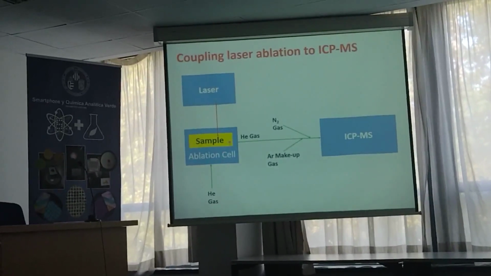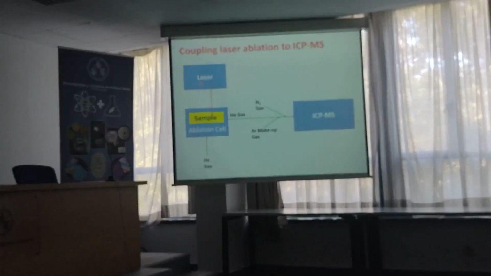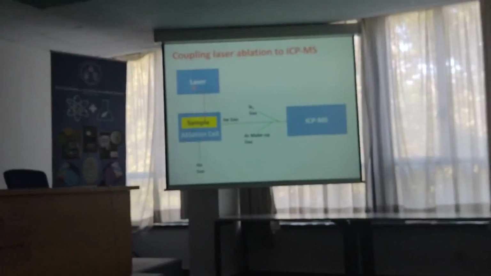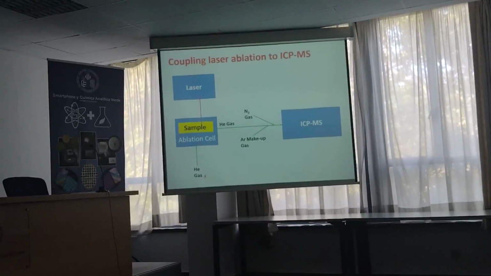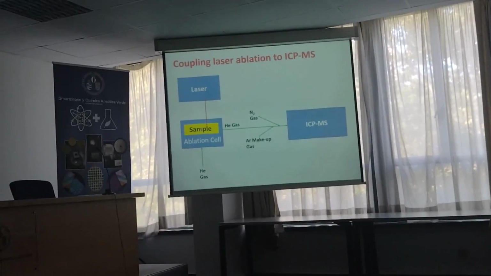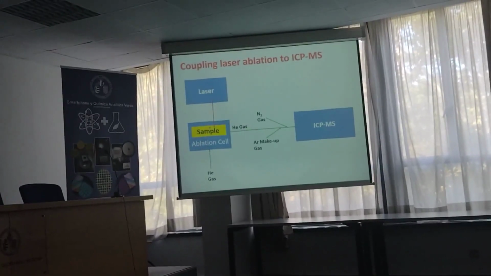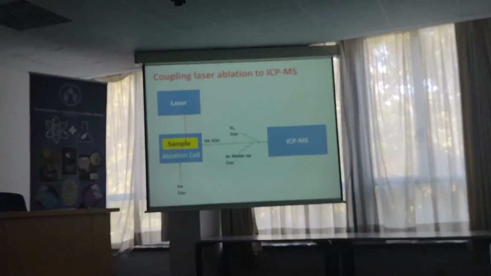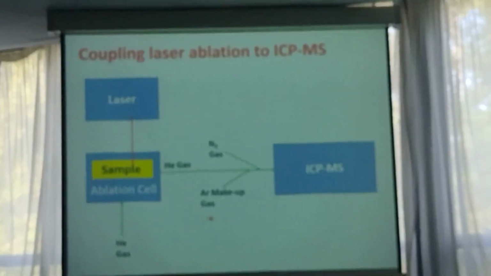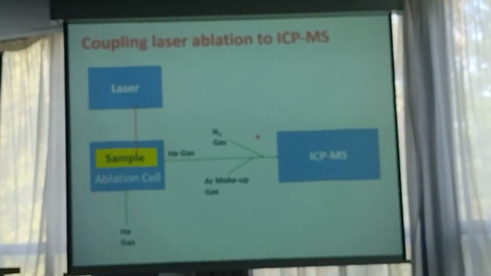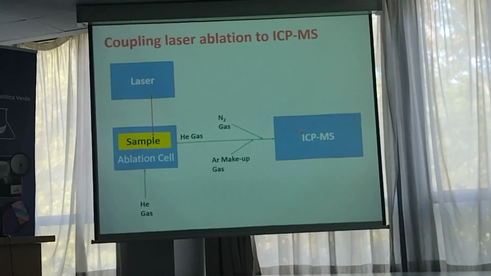Your sample is sitting in a cell, in a sealed box, and you fire the laser through a window, and you observe your sample and choose the area through the window with a microscope. And you make the ablation, you produce the particles, but we have helium gas flowing through this cell, this box, and this blows the material into the ICP-MS. We actually mix some other gases at the same time, but this is just to help the mass spectrometer. But the main thing is that we sweep the material from the sample into the mass spectrometer.